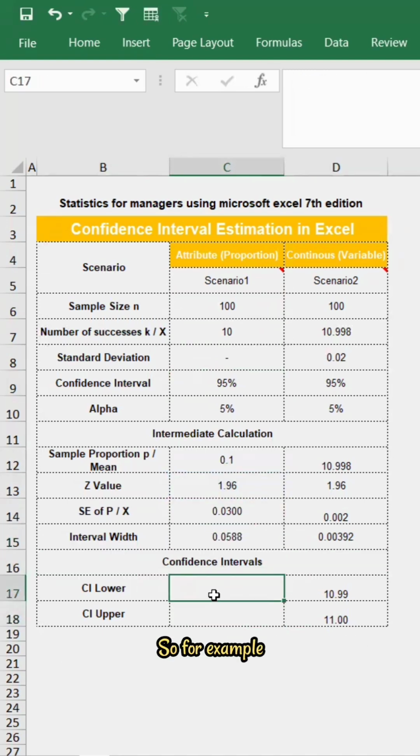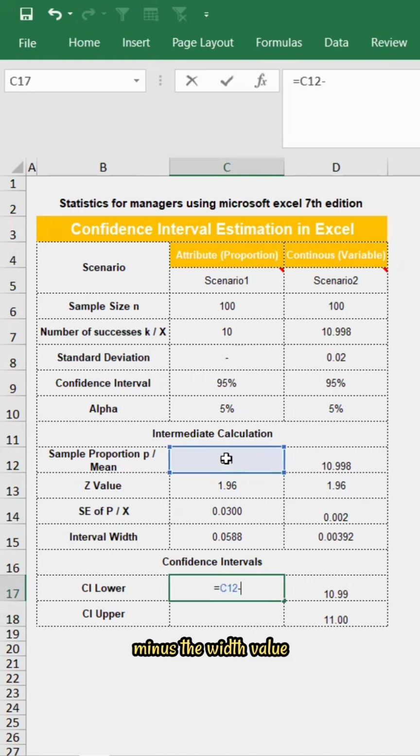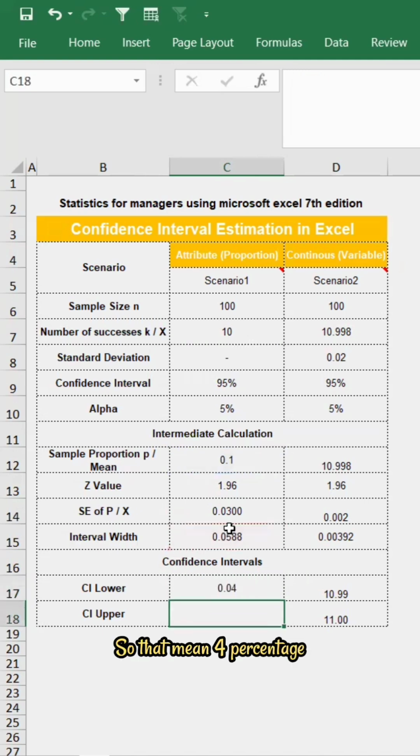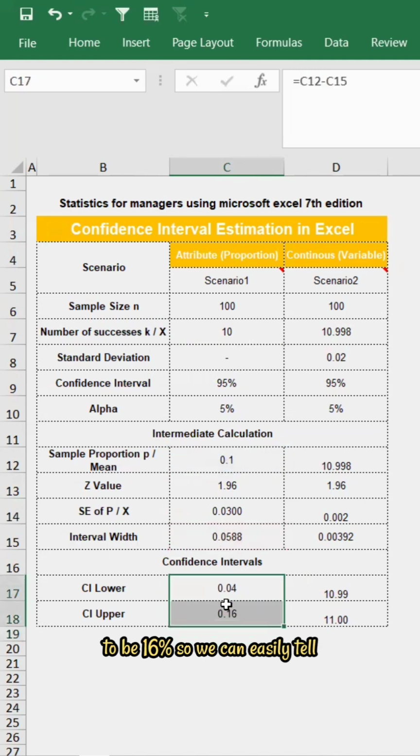So for example, the lower limit is going to be the proportion, whatever value we have, minus the width value, that means 4%. And again, the proportion plus the width is going to be 16%. So we can easily tell.